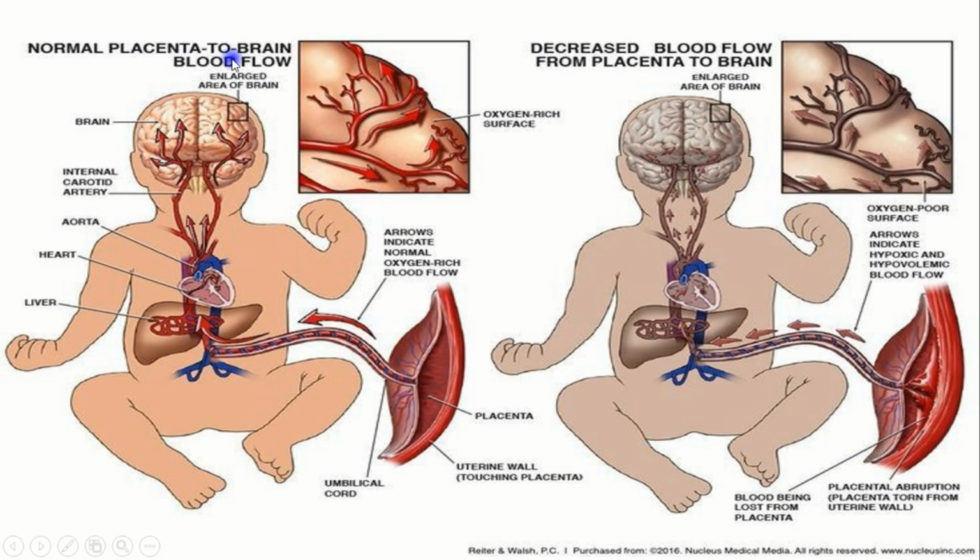So this is normal placenta to brain blood flow. You can see it here. And this is decreased blood flow from placenta to brain. The brain becomes enlarged when it is not well supplied with blood from the placenta.